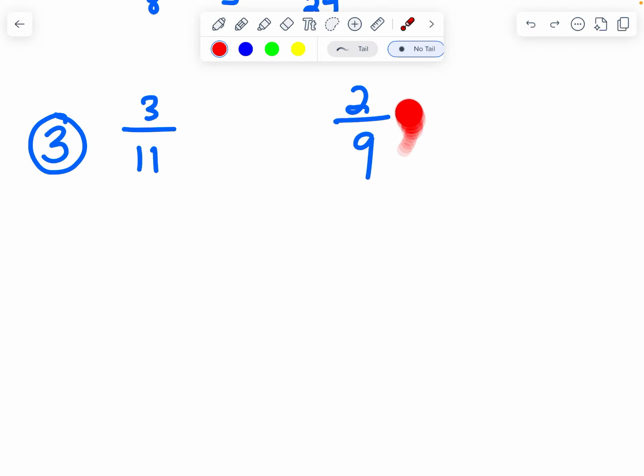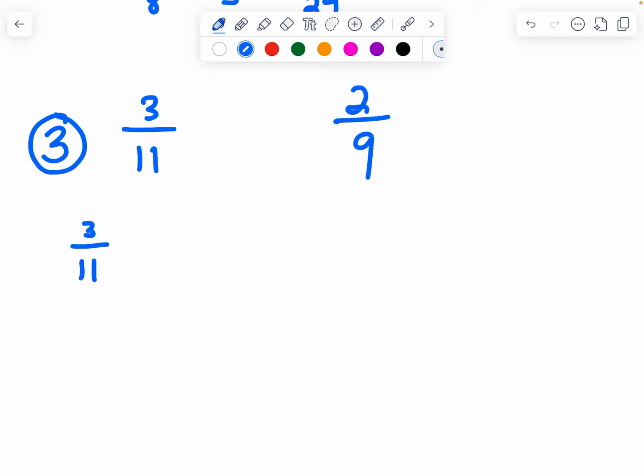This fraction is a little less than a 4th because 2 times 4 is 8. So this is a little less than a 4th. This one's a little more than a 4th. 3 times 4 is 12, so 3 out of 11 pieces is going to be a little bit more than a 4th. So I suspect 3/11 will be bigger. But let's check and see.